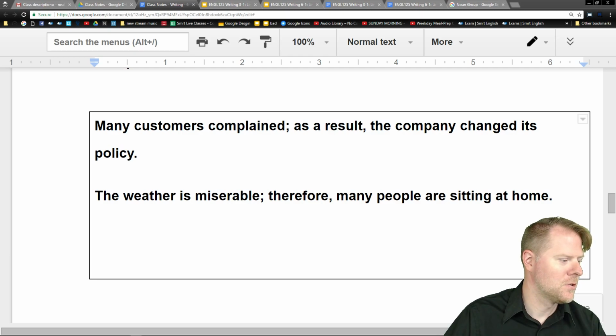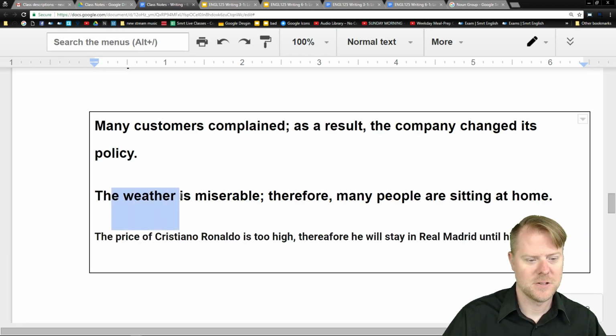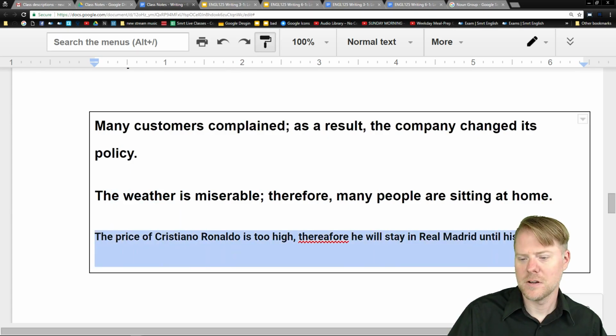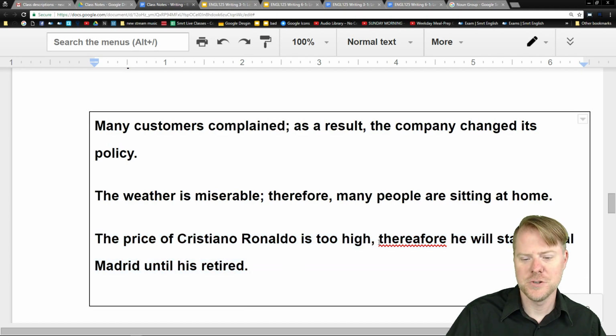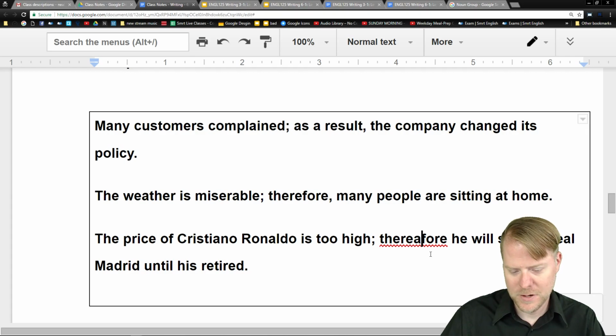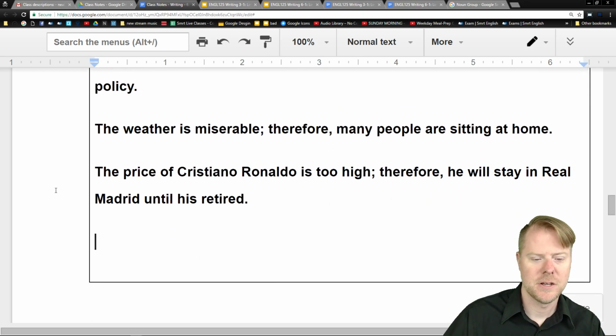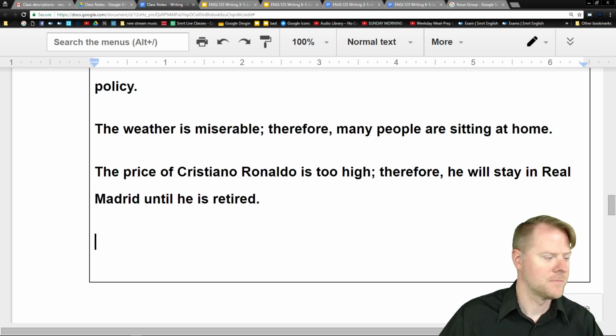Betsy, let's look at your sentence. The price of Cristiano Ronaldo is too high. Now remember, always semicolon. Therefore, then the comma, he will stay in Real Madrid until he is retired.